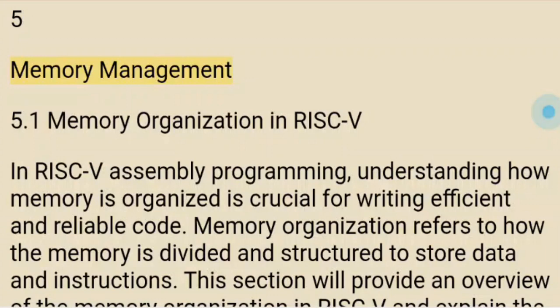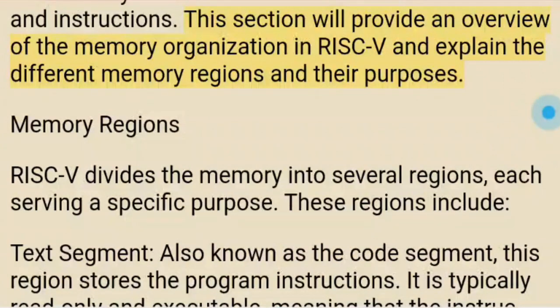5. Memory Management. 5.1 Memory Organization in RISC-V. In RISC-V assembly programming, understanding how memory is organized is crucial for writing efficient and reliable code. Memory organization refers to how the memory is divided and structured to store data and instructions. This section will provide an overview of the memory organization in RISC-V and explain the different memory regions and their purposes. Memory regions. RISC-V divides the memory into several regions, each serving a specific purpose.